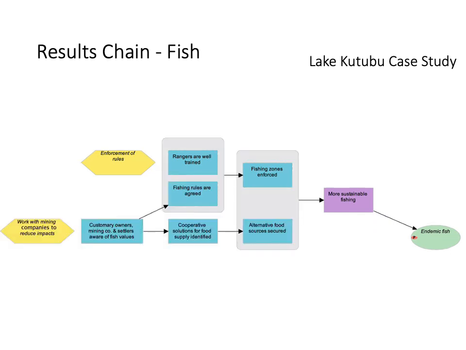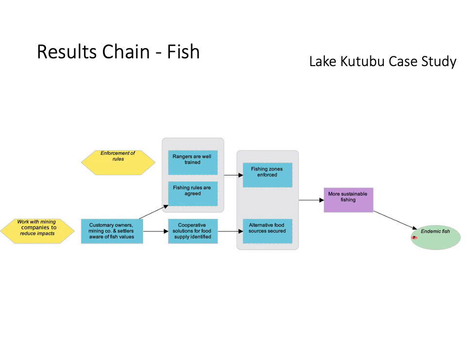However, some other things might be needed in order to make sure the fishing zones are enforced. One thing identified in the situation analysis is that fishing zones need to be agreed. This means that customary owners, the mining company and settlers might all need to be much more aware of fish values. So if they're aware of fish values, fishing zones or fishing sites can be agreed. If fishing sites are agreed and rangers are well trained, then fishing zones can be enforced.